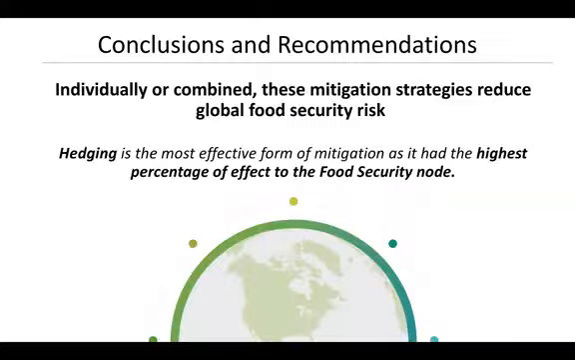with 8.22%, followed by climate change with an impact of 1.61%, and finally multilateral trade agreements with an impact of 0.673%. In conclusion, either individually or combined, these mitigation strategies reduce different aspects of global food security risk. In this model, hedging was seen as the most effective form of mitigation as it has the highest percentage of effect on the food security node.